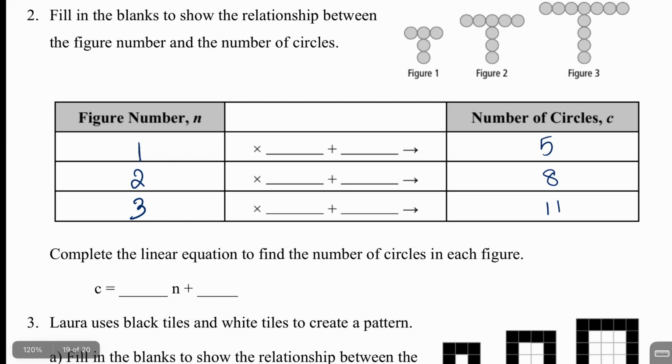Now we know that the common difference is 3. So I'm going to connect the figure number with the number of circles. There is a relation between the figure number and the number of circles. 1 and 5 are connected. 2 and 8 are connected. 3 and 11 are connected. Let's see how they are connected.